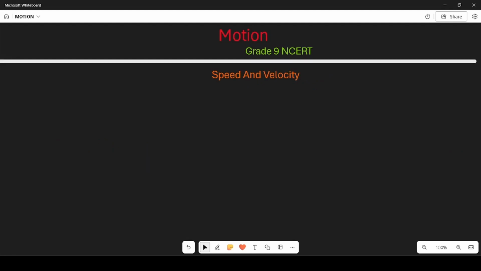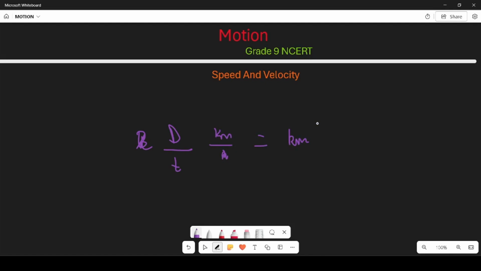Now let's discuss speed and velocity. Let's start with speed. Speed can be defined as distance per unit time. Let's say every 1 kilometer it takes 1 hour. So the speed would be kilometer per hour. That's the speed of an object. So that's the definition of speed.